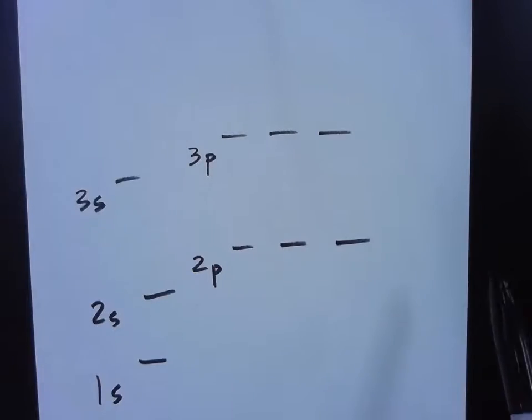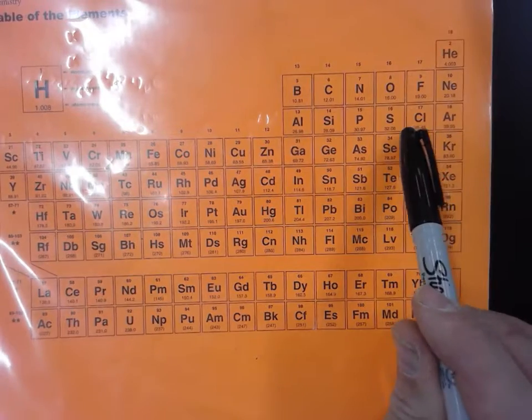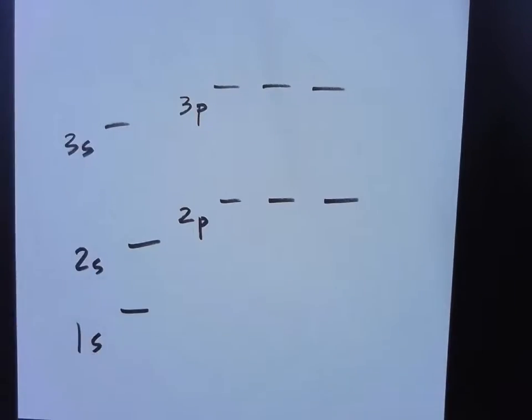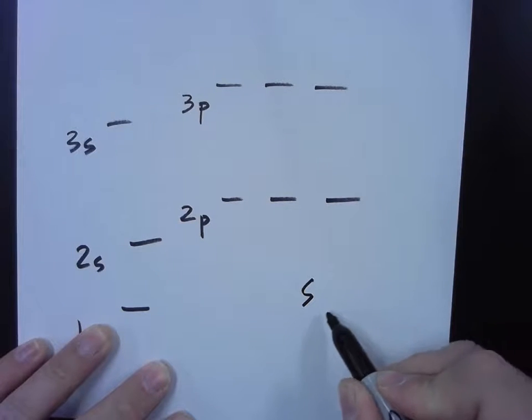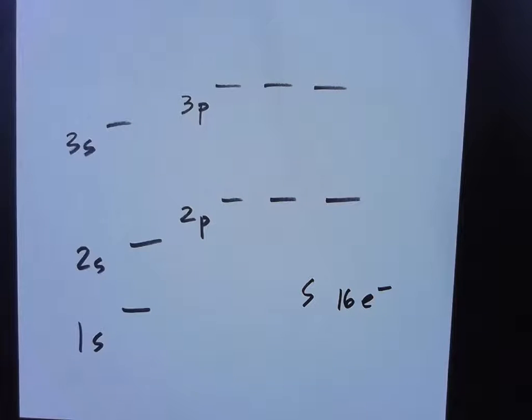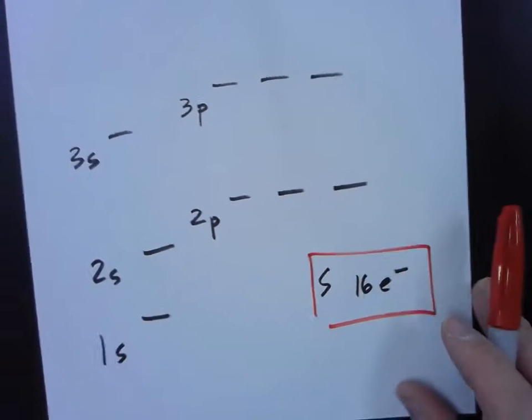So let's go ahead and do one in the 3p shell. Let's pick sulfur, number 16, so I'll write it down here so we don't forget. Sulfur, and that's got 16 electrons. That's what we're doing here. We're going to do sulfur. Let's go ahead and try to do this example together.